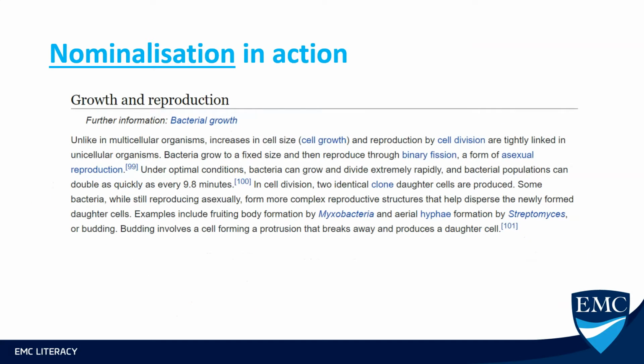Out in the wild, you'll encounter nominalisation in many places. A good example is Wikipedia. Here's a section from the Wikipedia page about bacteria. Nominalisation is used in the subheading and throughout the paragraph, as you can see here highlighted in yellow. If the nominalisations are a bit unclear though, we can work backwards to figure out what the base words mean. This is something called reverse nominalisation, and it's a reading strategy that we can use to help us understand scientific texts.